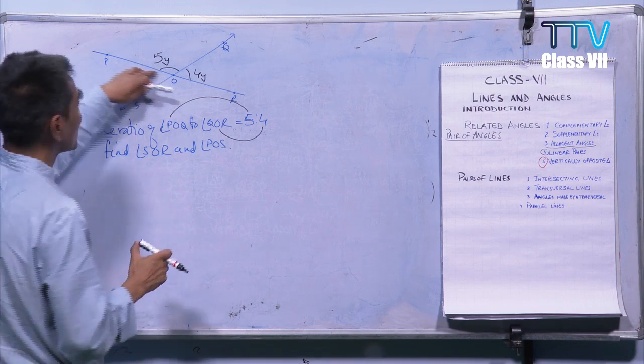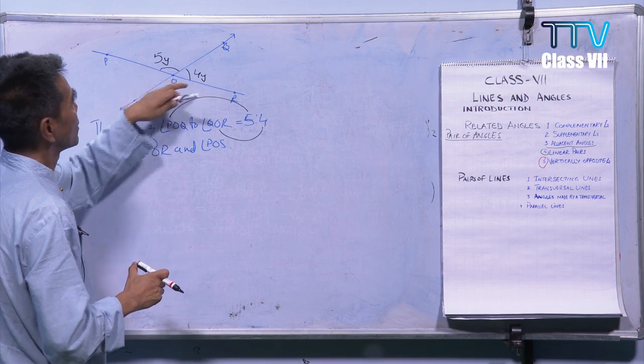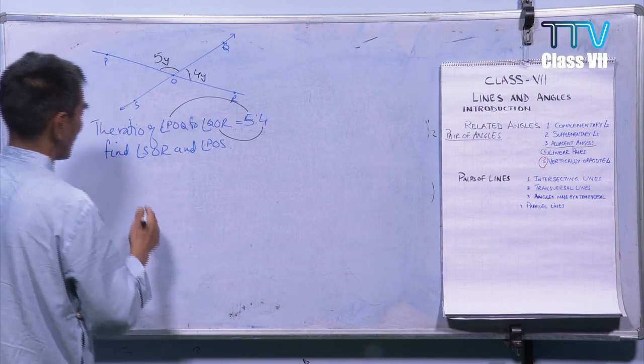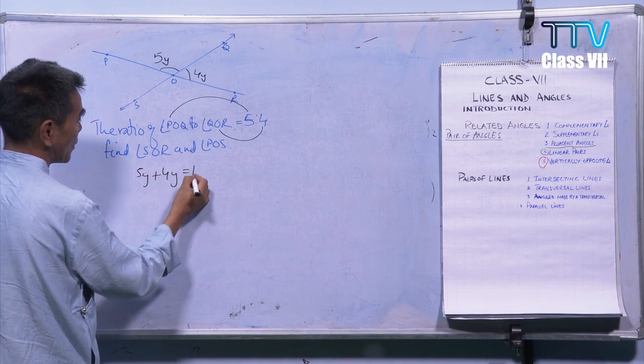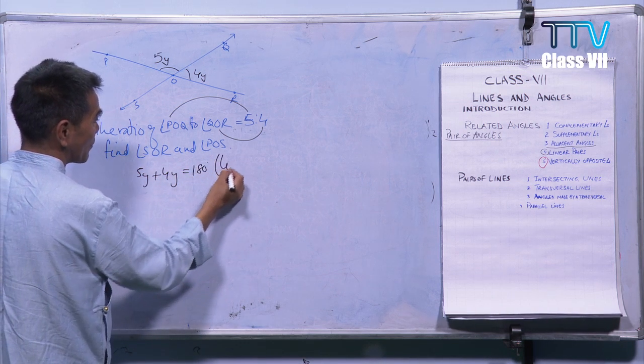Okay, that is a straight angle. The first step is to find the value of y: 5y plus 4y is equal to 180 degrees, linear pair.